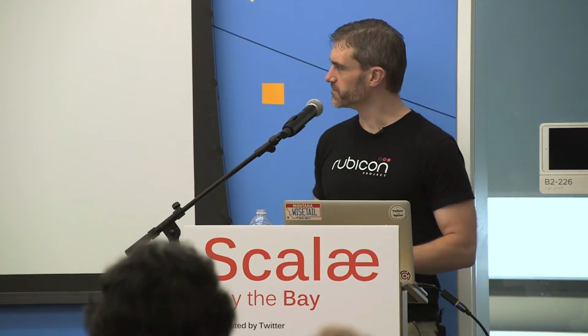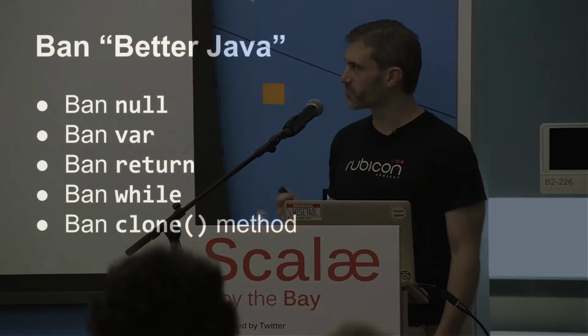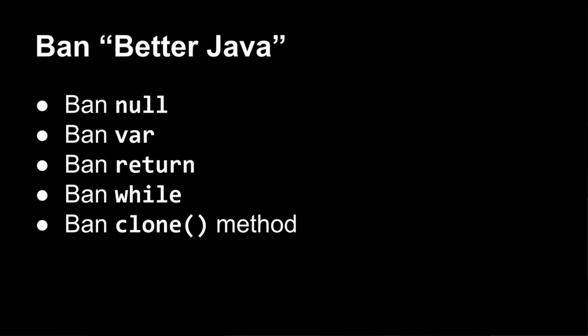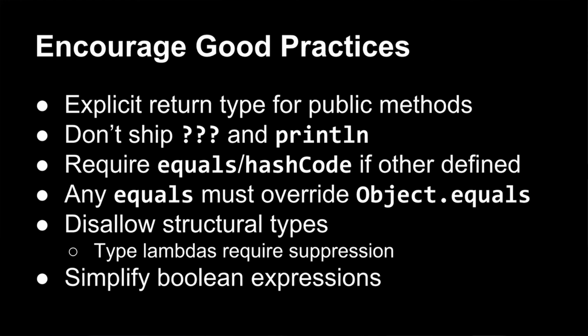I can prevent magic numbers from appearing in my code. Like if I have a constant integer, I must assign it to a val directly instead of just having it appear in the middle of an expression. So that's nice stuff. I can ban people from using null, var, return, while, and calling clone. And I can encourage good practices like don't ship code that has public methods that aren't type annotated, right? Shipping public methods that aren't annotated is a good way to break your users later when you make a change inside and Scala C infers a slightly different type. So there's a lot of wisdom baked in here that this tool automatically gives you.